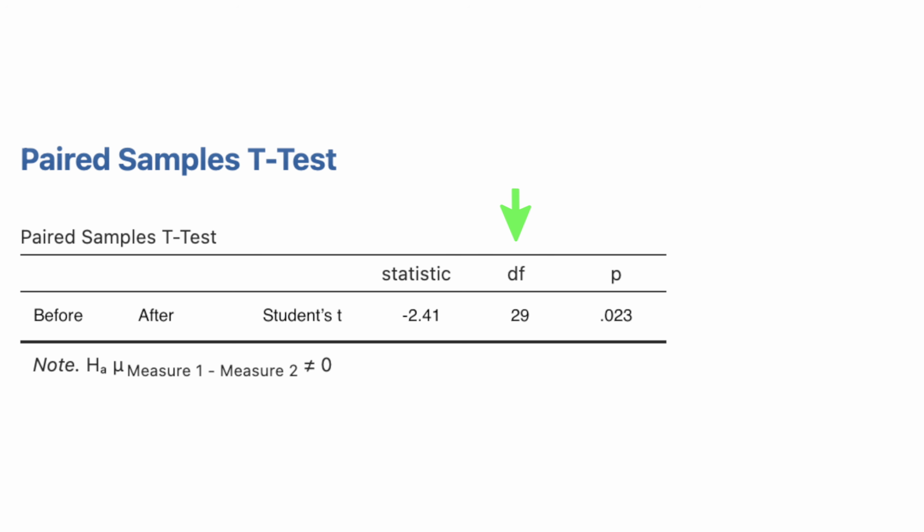With 29 degrees of freedom and a t-statistic of this size, the probability of seeing a difference this large or larger if the null were true is 0.023, about 2.3%. That's less than alpha of 0.05, so you reject the null. There is evidence that stress decreased following the intervention. For a single sample t-test, the output looks the same. A t-value, degrees of freedom, and a p-value. The only difference is the degrees of freedom is n minus 1 rather than pairs minus 1.